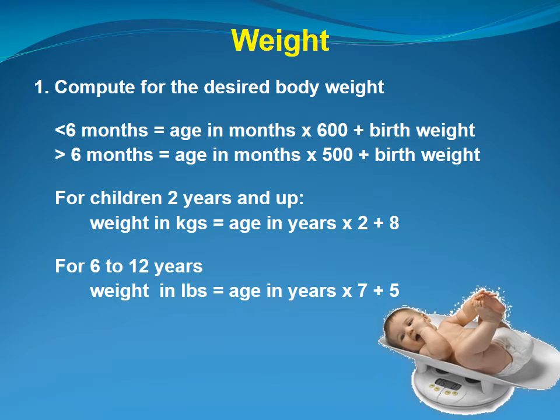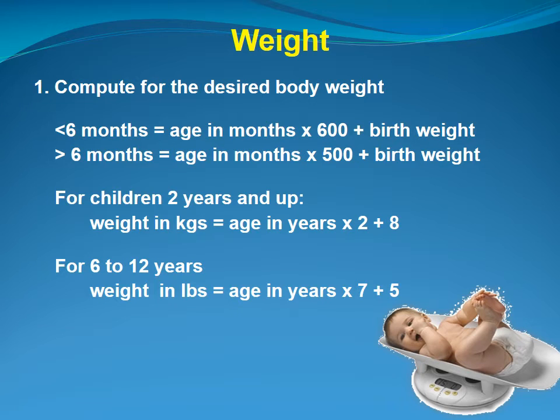Now we go to the anthropometric measurements. Weight. We now compute for the ideal weight based on the Waterloo's classification. To compute for the desired body weight for infants less than 1 year old, here is the formula. For infants less than 6 months, the formula is age in months times 600 plus birth weight. While for infants more than 6 months, it is age in months times 500 plus birth weight.